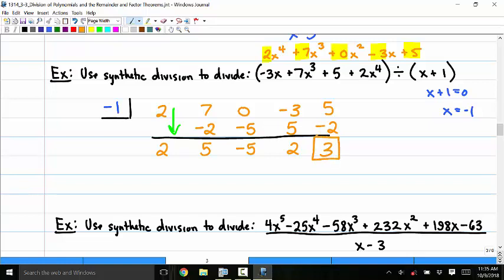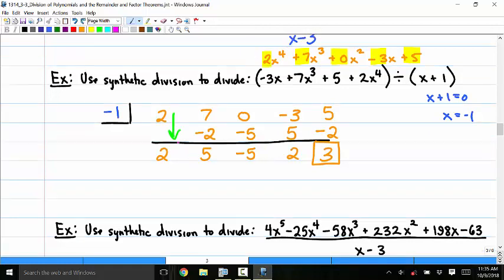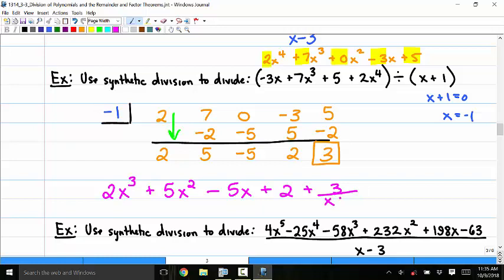That's my remainder, correct? So my answer: if I started with an x to the fourth power, this is going to be an x to the third power. Okay, so I'm going to write 2x cubed plus 5x squared minus 5x plus 2 plus 3 over what? X plus 1, over the divisor.